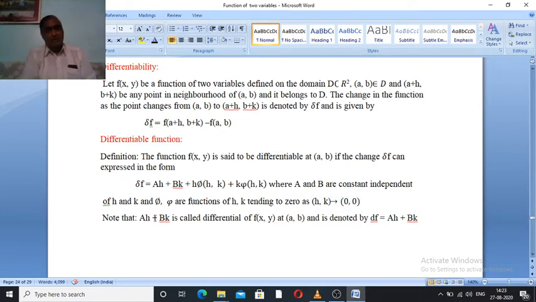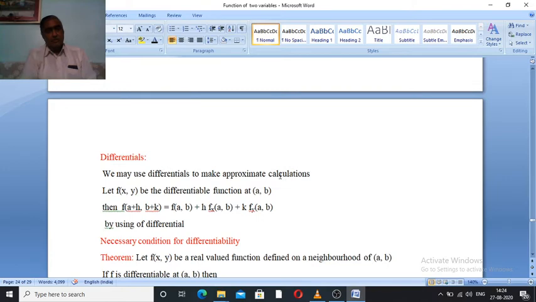Note that Ah plus Bk is called the differential of f(x,y) at (a,b) and is denoted by df is equal to Ah plus Bk. Differentials. We may use differentials to make approximate calculations. Let f(x,y) be the differentiable function at point (a,b). Then f(a+h, b+k) is equal to f(a,b) plus h fx(a,b) plus k fy(a,b) by using differential.